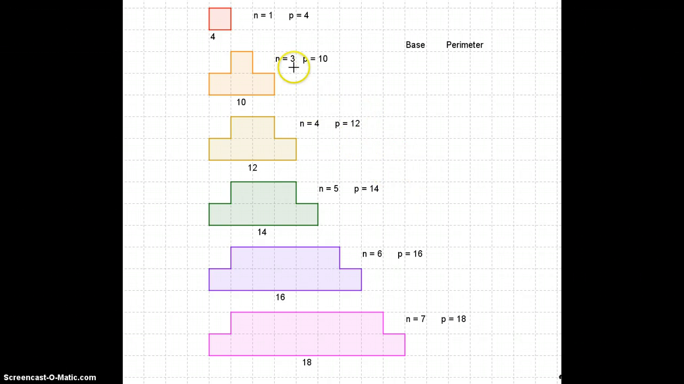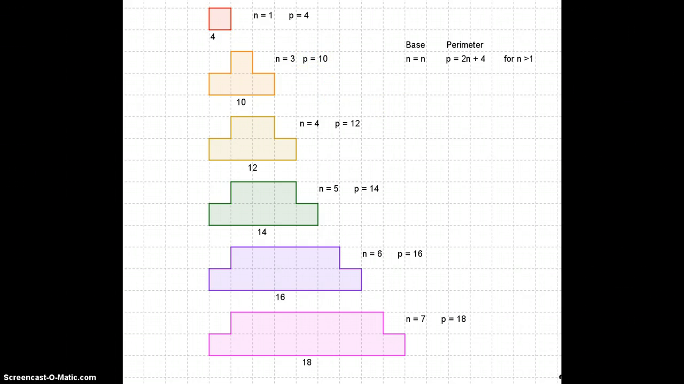So, let's start with n equals 3 and p is 10. To get from 3 to 10, we know there's a difference of 7. Between these two, there's more than a difference of 7, so that doesn't work. So let's try multiplication. Let's try multiplying our n by something. Let's say we'll use this. So our base is n. To get to our perimeter, we have to double our base and add on 4 to get our perimeter.